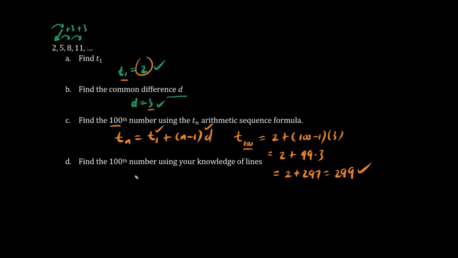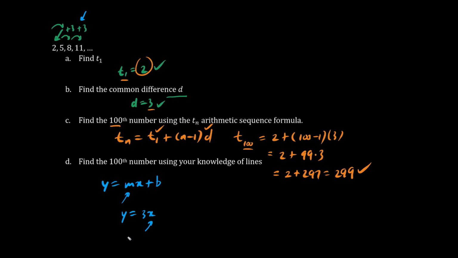We can also get the same answer using our knowledge of lines. Recall that y equals mx plus b. The slope is how much the numbers go up or down by. In this case, the slope is positive 3. So y equals 3x plus or minus some number.